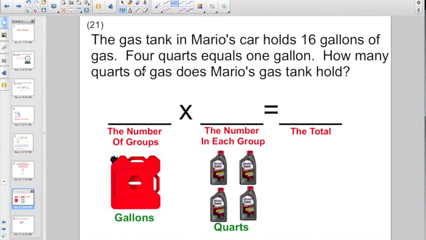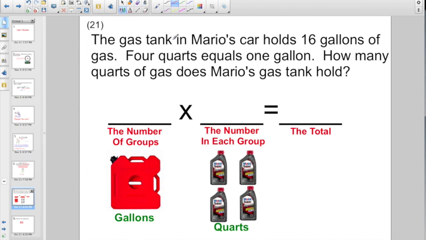Check out this guy. From lesson 21, the number of groups times the number in each group is going to give you the total. You got to read each line carefully and get that picture in your brain. This one, for my money, I think is the toughest story problem we have.